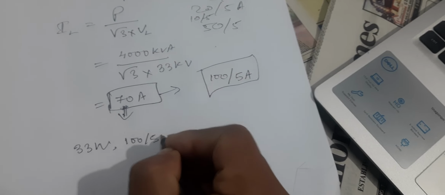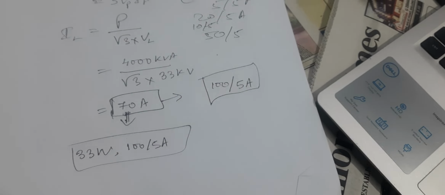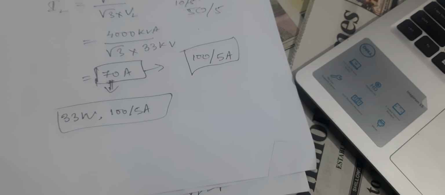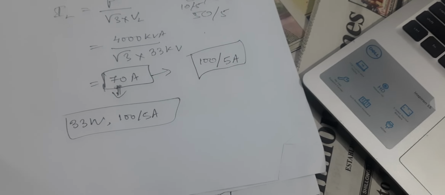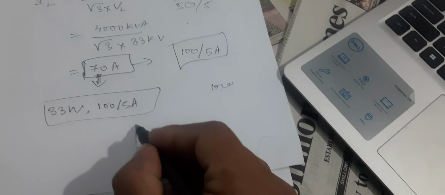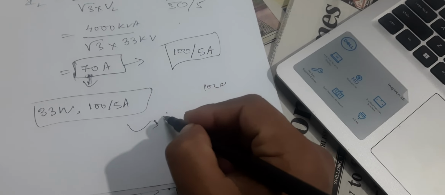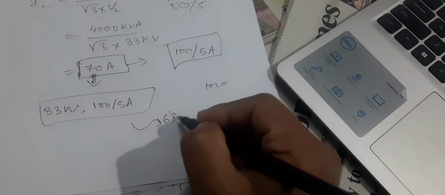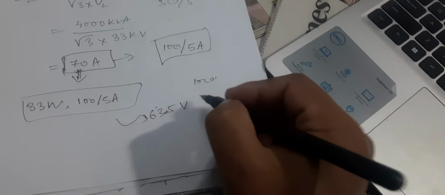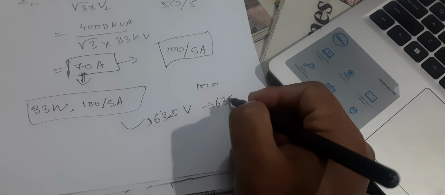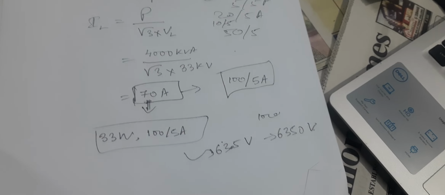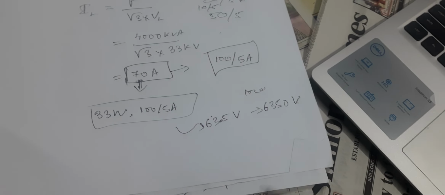100 by 5 ampere. This is the ratio that we have to choose. Now, with the smart metering that we have in our system, normally the meter ratio is 100. That means if we give 63.5 volt to the meter, it will read this as 6350 volt. This is also how you calculate the MF.